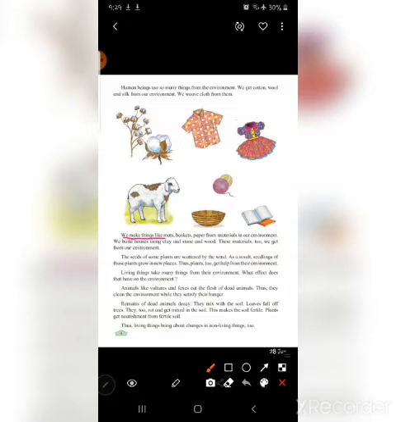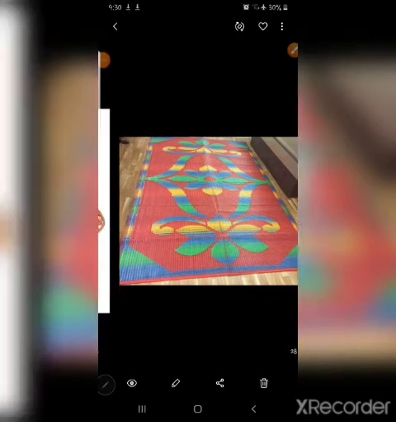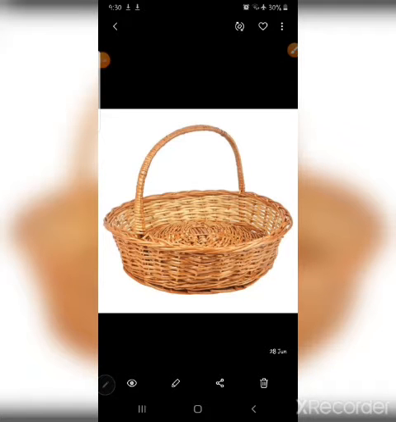We make things like mats, baskets, paper from material in our environment. We build houses using clay and stone and wood. These materials too we get from our environment. Yes, mats. Do you know what a mat is? Wait, I'll show you. Mat and basket. See children, this is a mat and this is a basket. These are also made from wooden twigs, wood or wooden sticks, which are available in our environment.